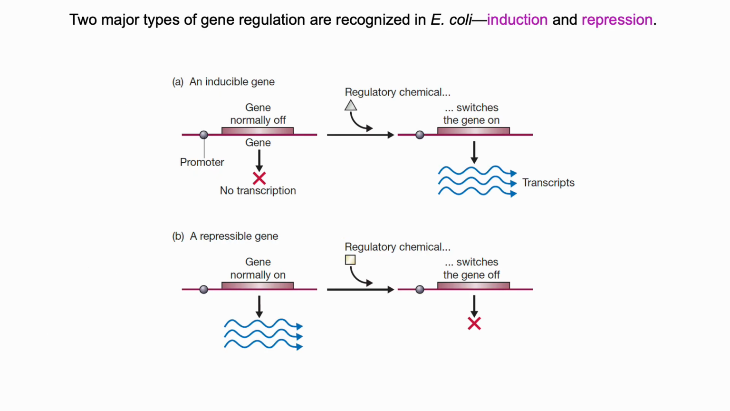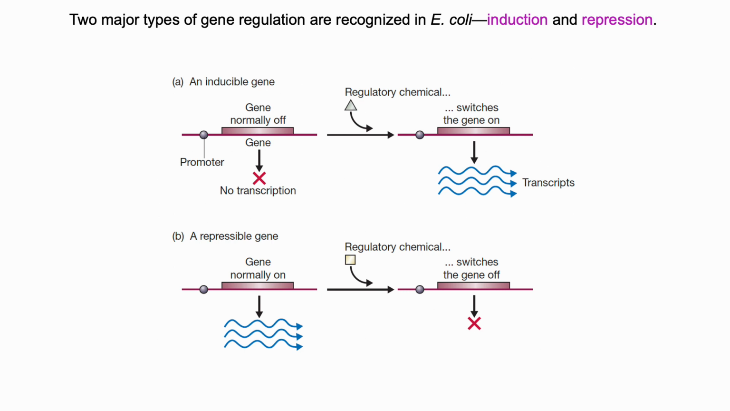A second factor to be considered when constructing an expression vector is whether it will be possible to regulate the promoter in any way. Two major types of gene regulation are recognized in E. coli. One is induction and another one is repression. An inducible gene is one whose transcription is switched on by addition of a chemical to the growth medium. Often, this chemical is one of the substrates for the enzyme coded by the inducible gene. In contrast, a repressible gene is switched off by addition of the regulatory chemical.